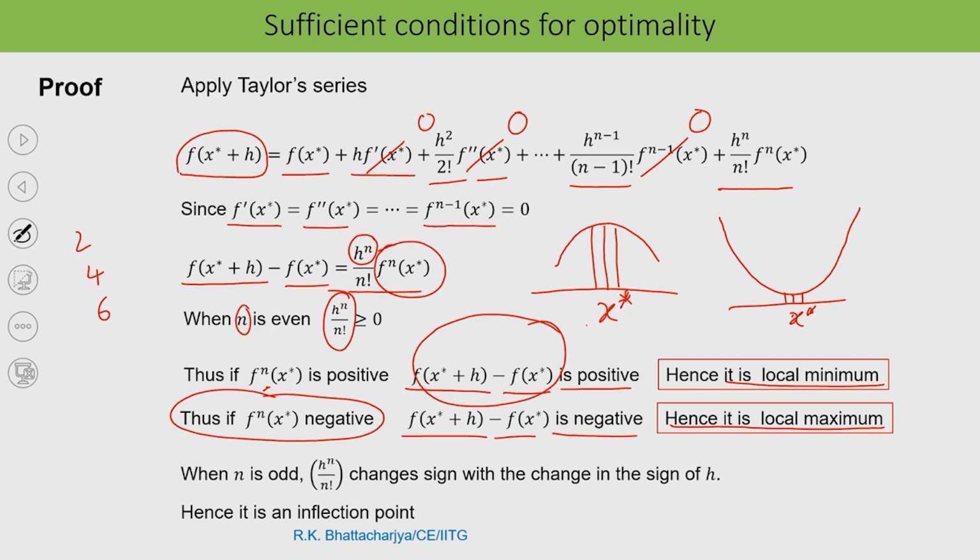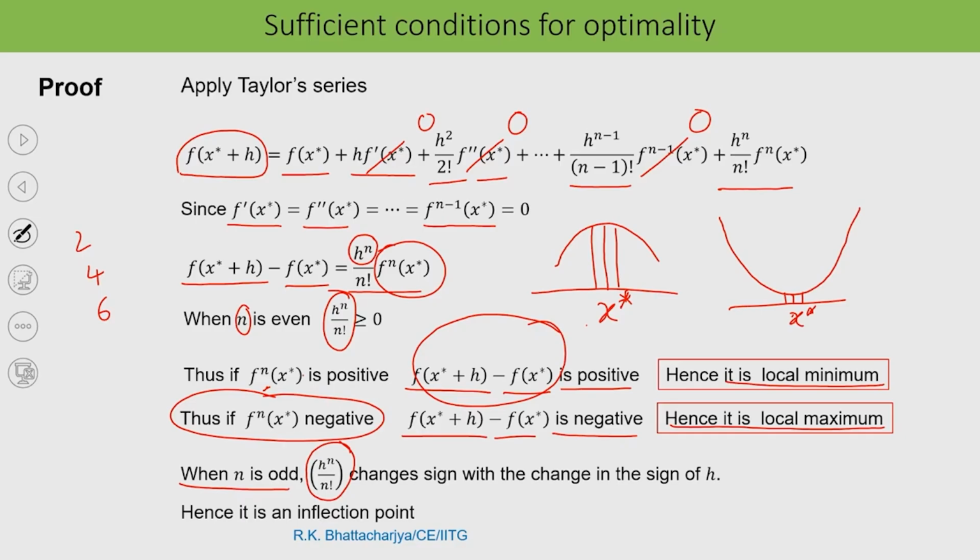So, what we are discussing here: if n is even, in that case I will look at the derivative value. If the derivative value is positive, then f of x star plus h minus f of x star is positive, then I can say that this is a minimum point, and if the derivative value is negative, then f of x star plus h minus f of x star is negative, then I can say that is a maximum point. Now, if n is odd, in that case this value will change its sign whether you are approaching from the left hand side or from the right hand side.